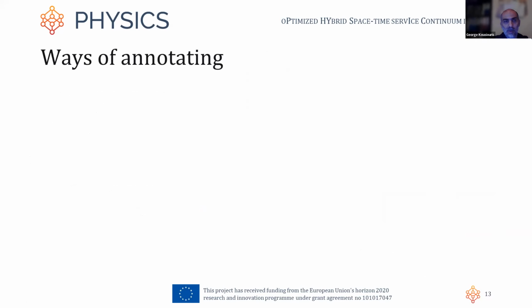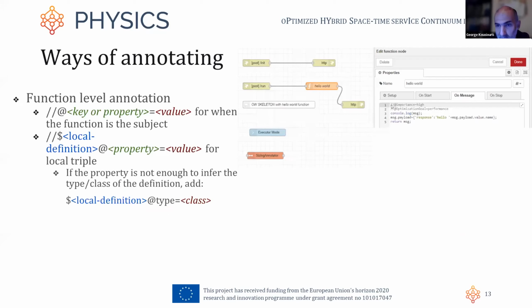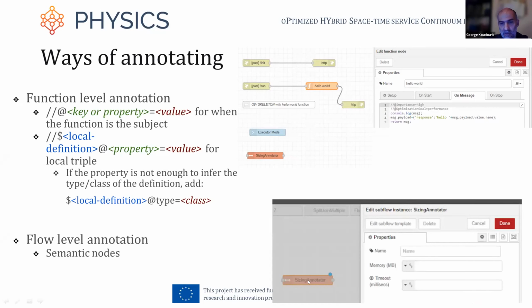So the ways of annotation, in a nutshell, as I mentioned, are through code level annotations, if you can see the image here, so it has a specific notation for using it, or with specific nodes that have elements that have to do with some form of configuration that you want to apply.